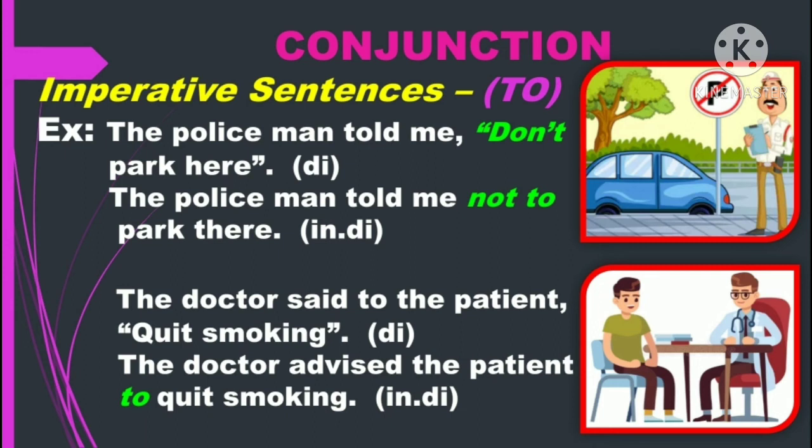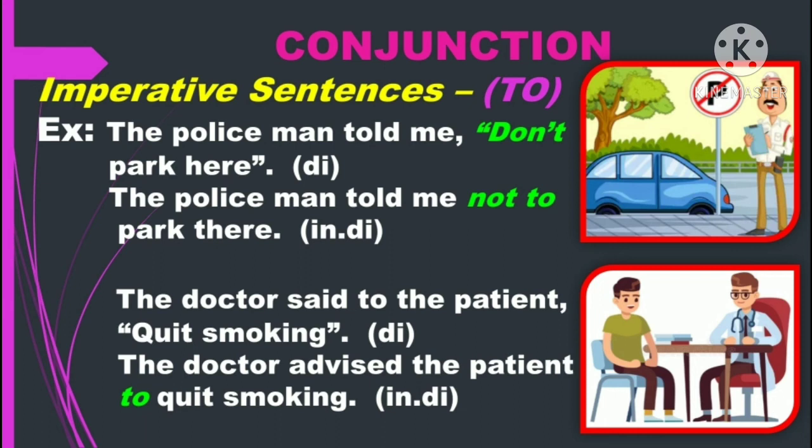If the imperative sentence is negative and begins with don't, then we should use not to instead of don't. Look at the example. The policeman told me, "Don't park here." So that is direct speech. When it goes to indirect speech, the policeman told me not to park there. So don't changed to not to.